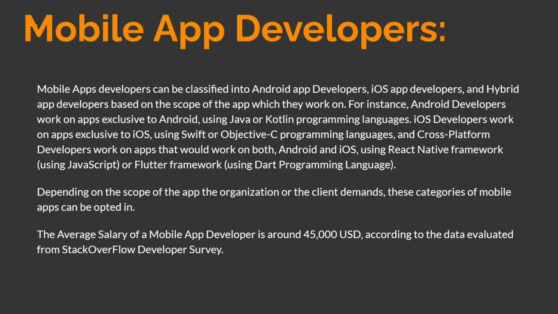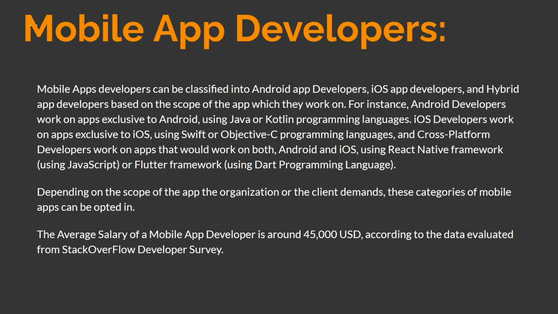So this is just the work of mobile app developers. They develop the apps which you can use for various purposes. Mobile app developers can be classified into Android app developers, iOS app developers, and hybrid app developers, which is categorized on the basis of the scope of the app which they work on. For instance, Android app developers work on apps which are exclusive to Android. iOS developers work on apps which are exclusive to iOS, whereas hybrid app developers or cross-platform app developers work on apps that would work on both Android and iOS, which can be made using the React Native framework using the JavaScript programming language, or the Flutter framework using the Dart programming language.